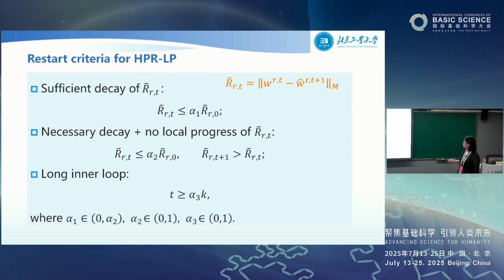And how to adjust this restart strategy? We have three parameters: alpha 1, alpha 2, alpha 3. Alpha 1 is between 0 and alpha 2. Alpha 2 is between 0 and 1. Alpha 3 is also the same. In our algorithm, we choose alpha 1 as 0.2, alpha 2 as 0.6, and alpha 3 as 0.2.